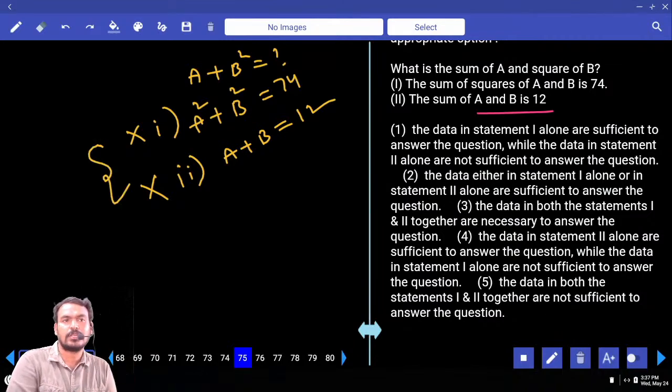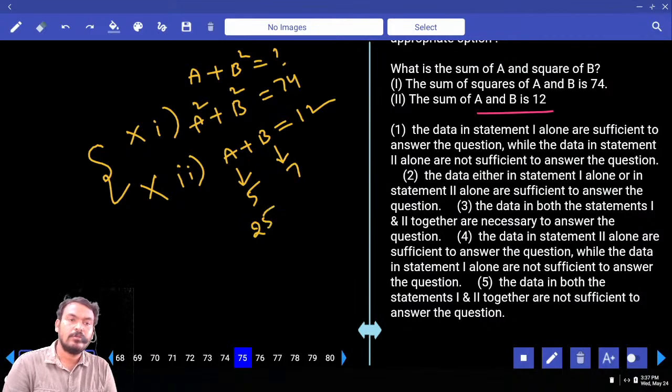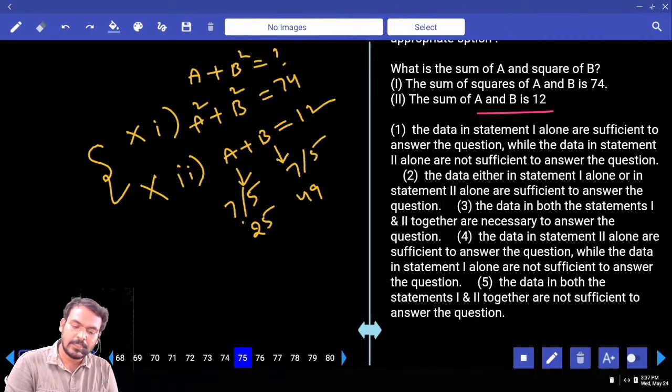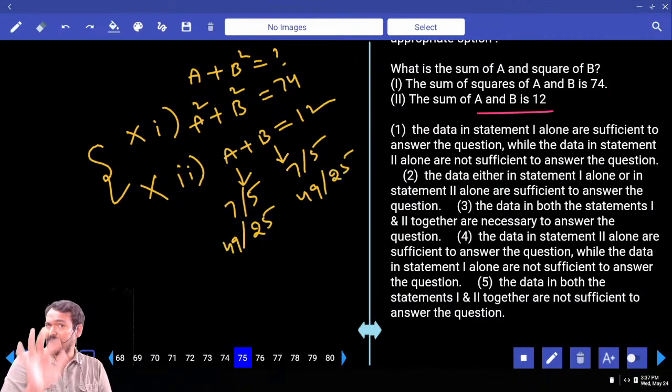By using both the statements, suppose A value I write 5, B value 7. 5 plus 7, 12. What is the 5 square? 25. 7 square? 49, or not? Or, if A value I write 7, B value 5. What is the 7 square? 49. What is the 5 square? 25. Same result we are getting, or a different result? Same result, or not?